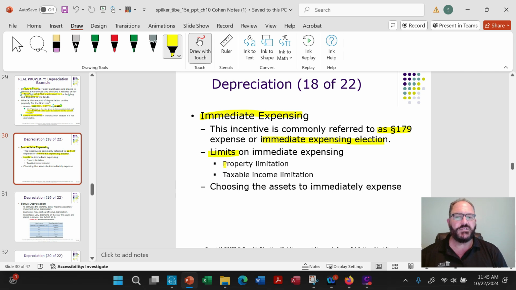There's a property limitation, type of property, and taxable income limitation. So taxable income limitation, they're not going to let you create a loss with this, okay? And you get to choose the assets that you want to immediately expense.